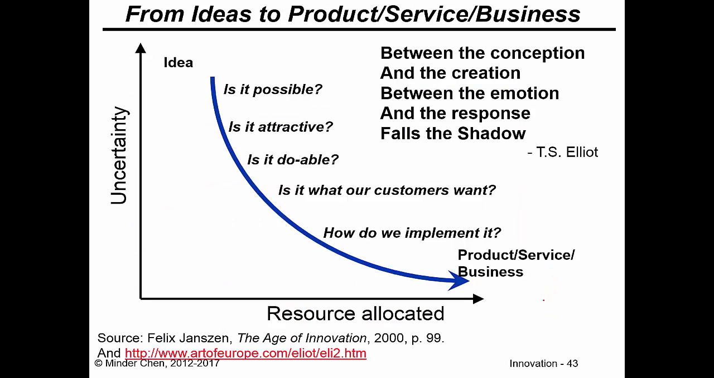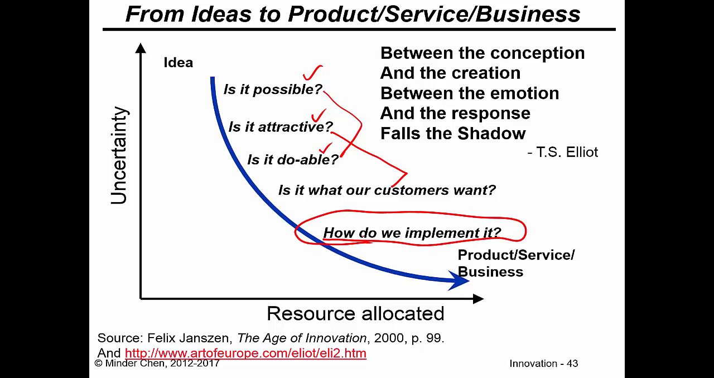this diagram first. From idea to product, service or a business model, you need to ask a bunch of questions. First, is it possible, feasible? Is it attractive? Does it have a large enough market? Is it doable technically? So these two are similar. Attractive is whether it's what our customers want, and how can we implement it? Eliot once said that between the conception and the creation, between the emotion and the response, falls the shadow. The conception is the idea. From the idea to the creation of the product and services, we're facing a lot of challenges. So how do we deal with these challenges?